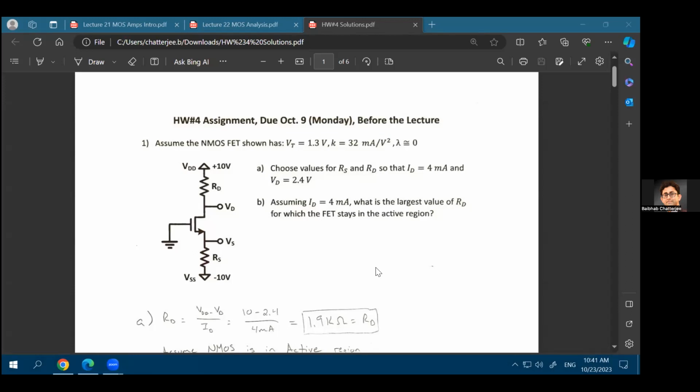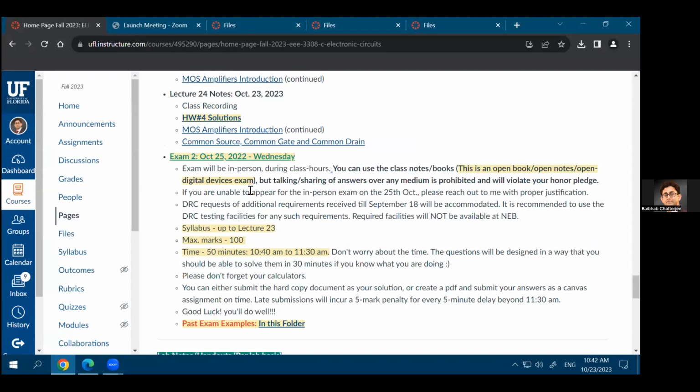But before going there, I would like to quickly discuss the homework 4 solutions, because homework 4 is very important for your exam, which is due this Wednesday, so day after tomorrow. So again, a little bit about the exam. All the details have been posted on Canvas. Please go through them. It will be very similar to your exam number 1 in terms of how the exam will be conducted. So please go over the details if you haven't done that already.